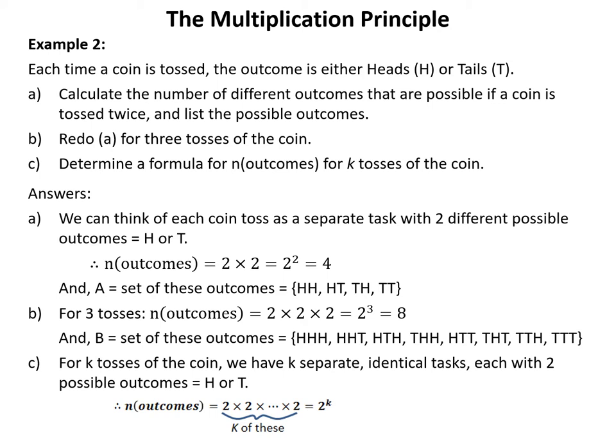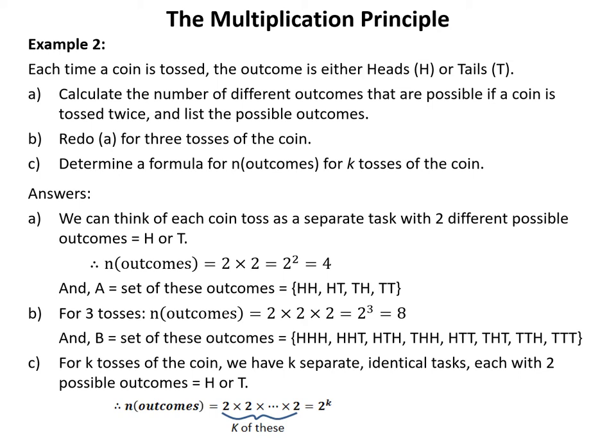In example two, we have a coin that's being tossed, and every time it's tossed or flipped, the outcome is either heads or tails. So you probably know this type of situation very well. In this question, we're asked to do a few things. In part A, we're asked to calculate the number of different outcomes that are possible if the coin is tossed twice, and to list those outcomes. Part B asks us to redo this for three tosses of the coin instead of two. And then in part C, we're asked to generalize this for any number K tosses of the coin.